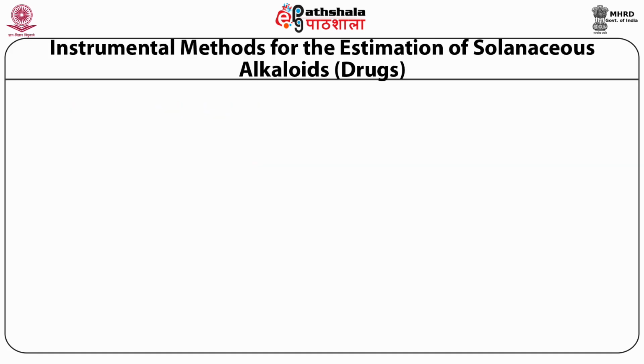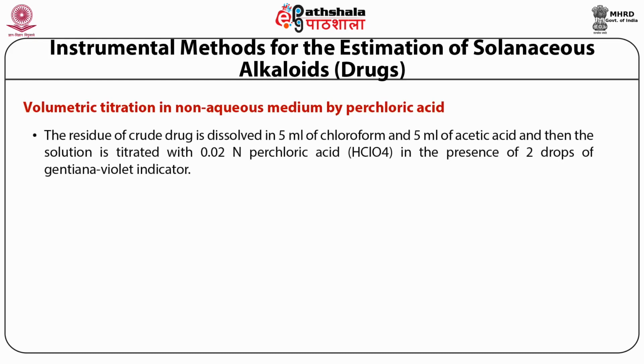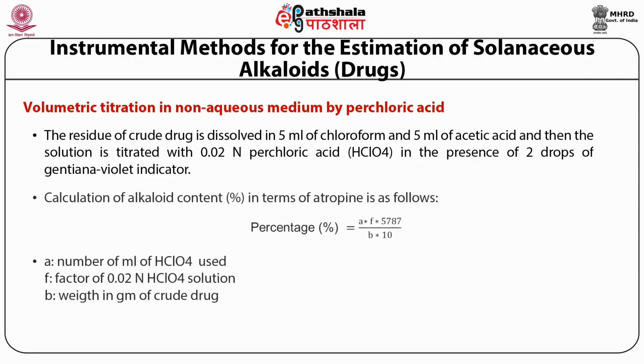The other is volumetric titration involving the non-aqueous medium using perchloric acid. So here the residue of the drug is dissolved in 5 ml of chloroform and 5 ml of acetic acid is added. Then it is titrated with 0.02 normal perchloric acid in presence of 2 drops of gentian violet as indicator. The calculation of the alkaloidal content goes as per the formula given in the lower panel.